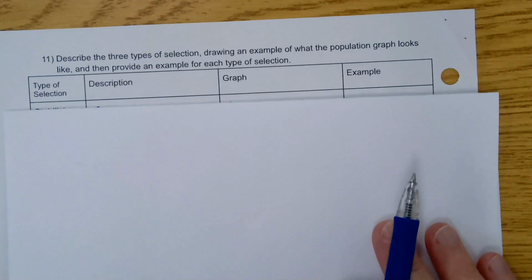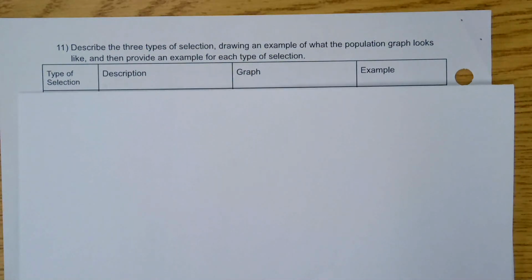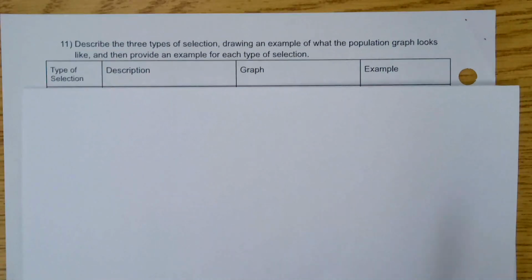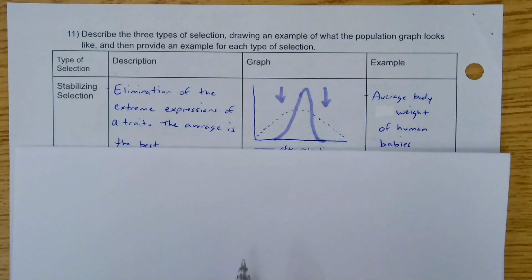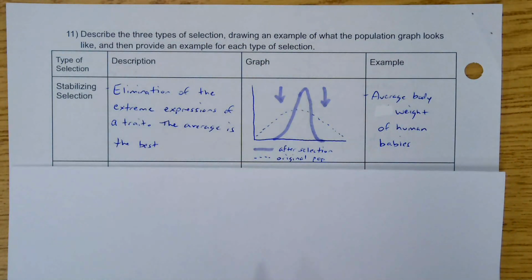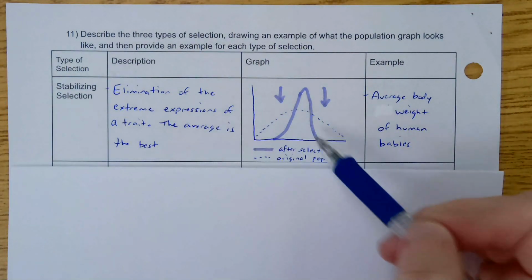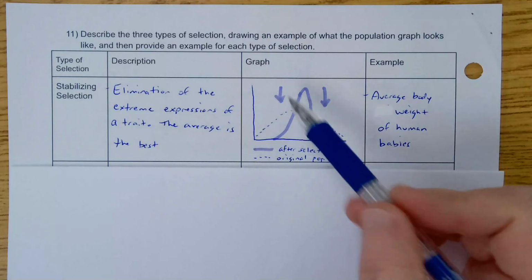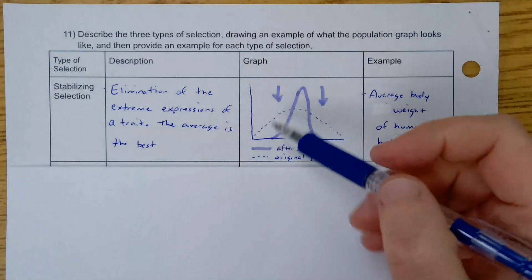Question 11 is asking us to describe the 3 types of selection, drawing an example of what the population graph looks like, and then provide an example for each type of selection. The first is stabilizing selection. It's the elimination of the extremes. In other words, any extreme trait in a population is eliminated and average is best. This is the most common, by the way. Stabilizing selection tends to be the most common.